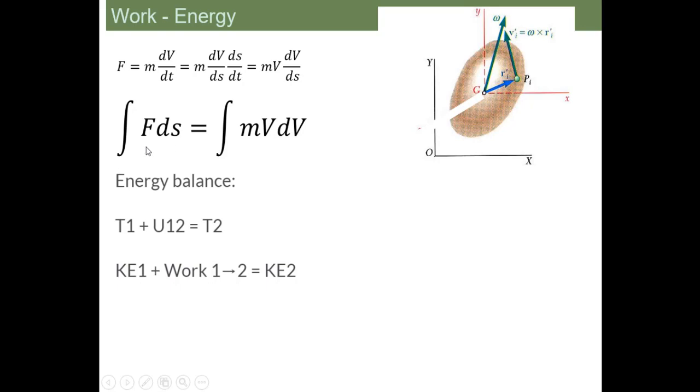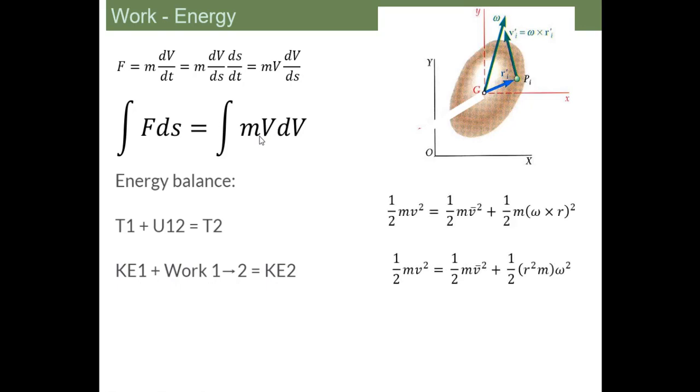kx dx, 1/2 kx squared. This could be potential energy or work, but we're looking at changing the velocities. In 2D, if we had translational and rotational motion, there's two pieces to that velocity. There's the velocity of the center of mass of the object, and then if it's also rotating, the velocity of every little point on that object is going to be a combination of what the center is doing and the motion with respect to the center.